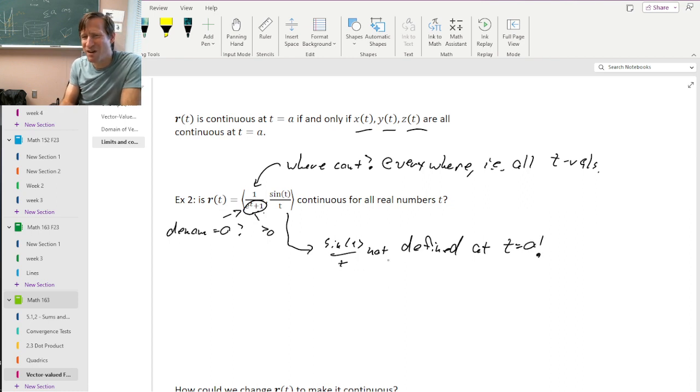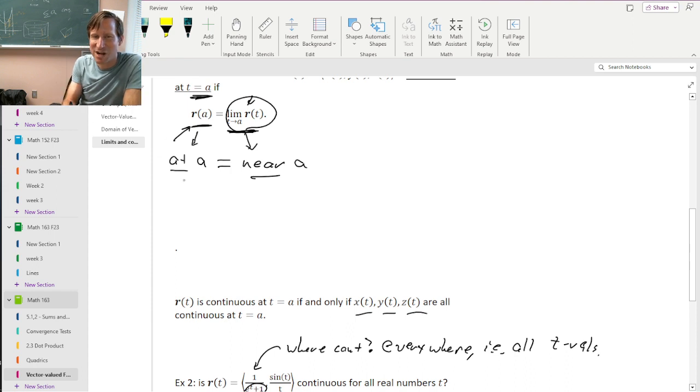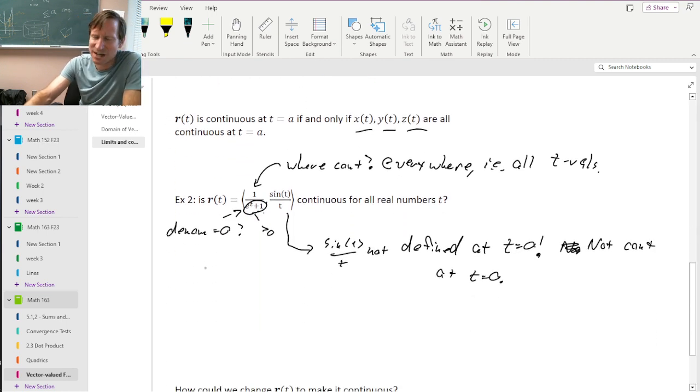And if it's not defined at t equals 0, that means it's also not continuous at t equals 0, right? Because the definition of continuity says what happens at A is equal to what happens near A. If your function is undefined at A, then there is no such thing as at A. So you can't be continuous at a t value if the function isn't defined at that t value.